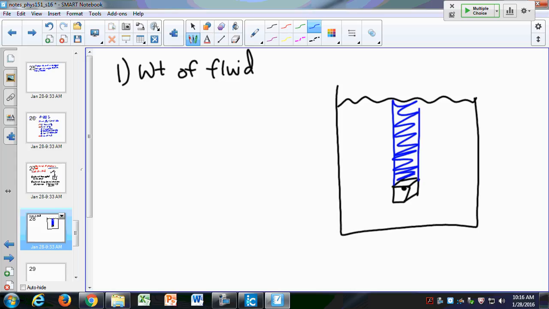That column of water is pushing down onto the box with a force that's equal to its weight. So that column of water has a particular weight, and the top of this box has a particular area. The pressure due to that column of water is equal to the weight divided by that area.